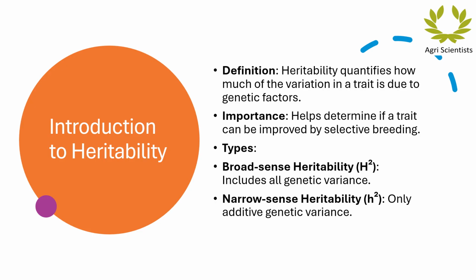Types. Broad sense heritability includes all genetic variants. Narrow sense heritability includes only additive genetic variants. Broad sense and narrow sense heritability are crucial in plant breeding as they help determine the genetic and additive genetic contributions to trait variability, guiding breeders in selecting traits that can be effectively improved across generations.